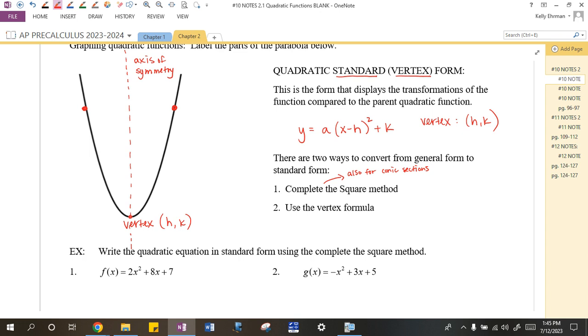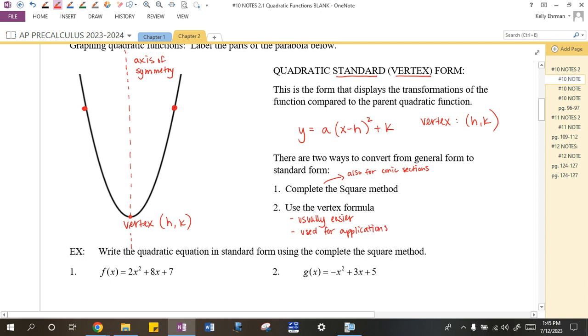And so complete the square is important for those things because the vertex formula I'm going to show you would be more complicated for those other conic sections. Okay, so complete the square, useful for conic sections. Vertex formula is usually easier, and I especially use it for applications.